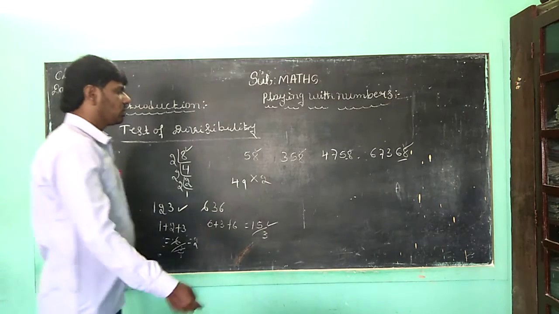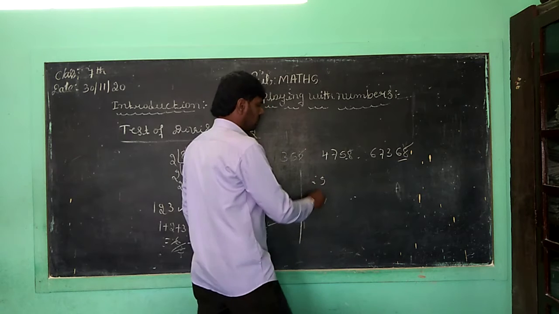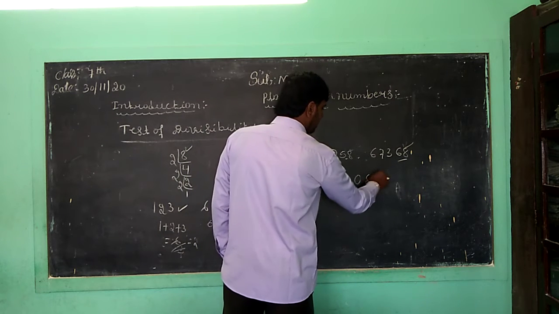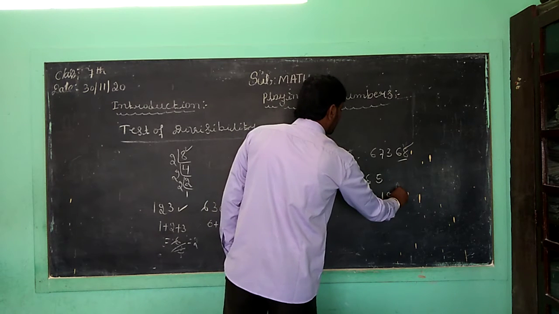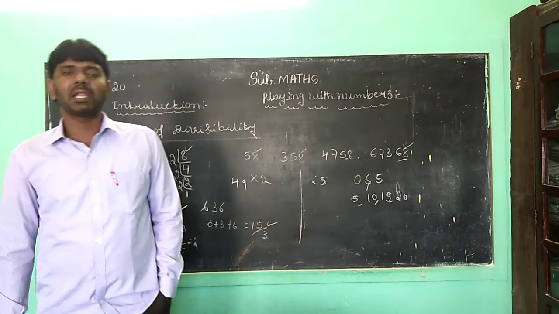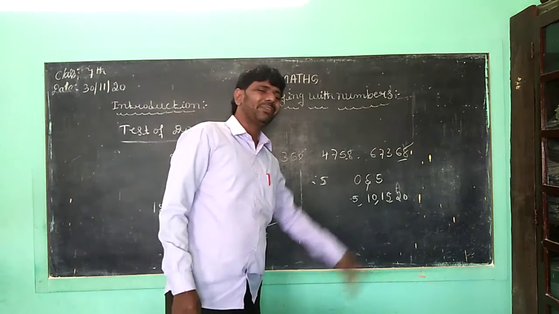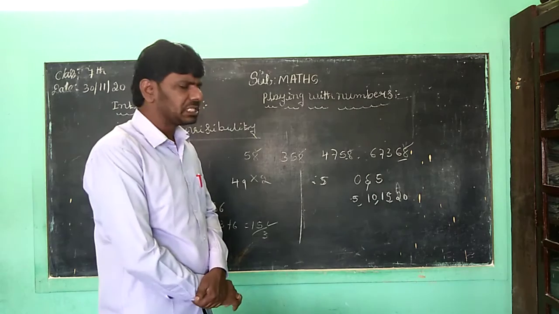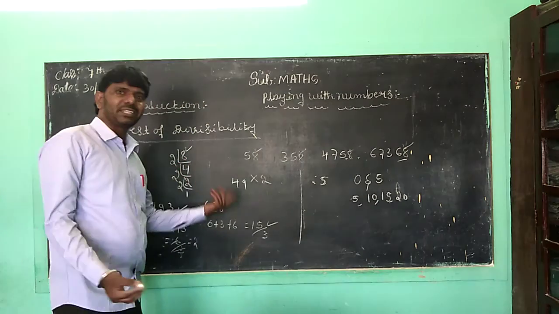Divisibility of 5: those numbers having 0 or 5 in the unit place. Suppose 5, 10, 15 and 20. Correct, children? These numbers can be divided by 5 easily. We can identify them because those numbers end with 0 or 5, so they are divisible by 5. Very simple. And 6 is divisibility of both 2 and 3.